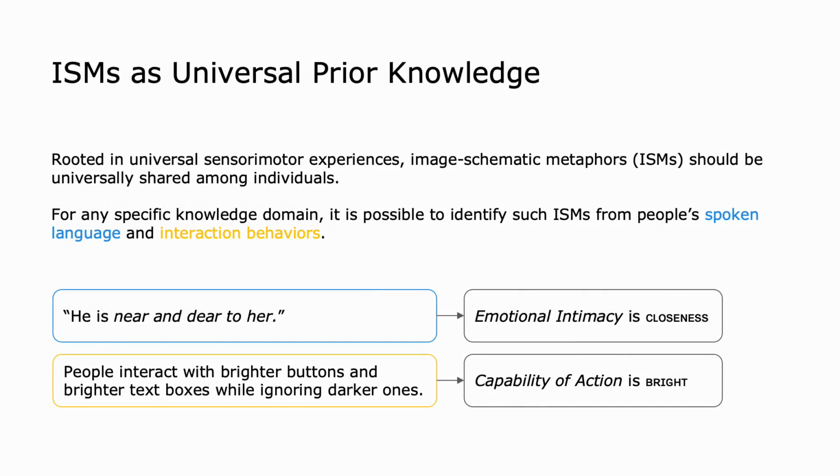There are many of these robust ISMs grounded in universal sensory motor experiences, and they should be universally shared among individuals. For any specific knowledge domain or design context, it is possible to identify such ISMs from people's spoken language and interaction behaviors. For example, when someone says he is near and dear to her, it reflects an ISM, emotional intimacy is closeness. And when people interact with brighter buttons and text boxes while ignoring the darker ones, it indicates an ISM, capability of action is brightness.